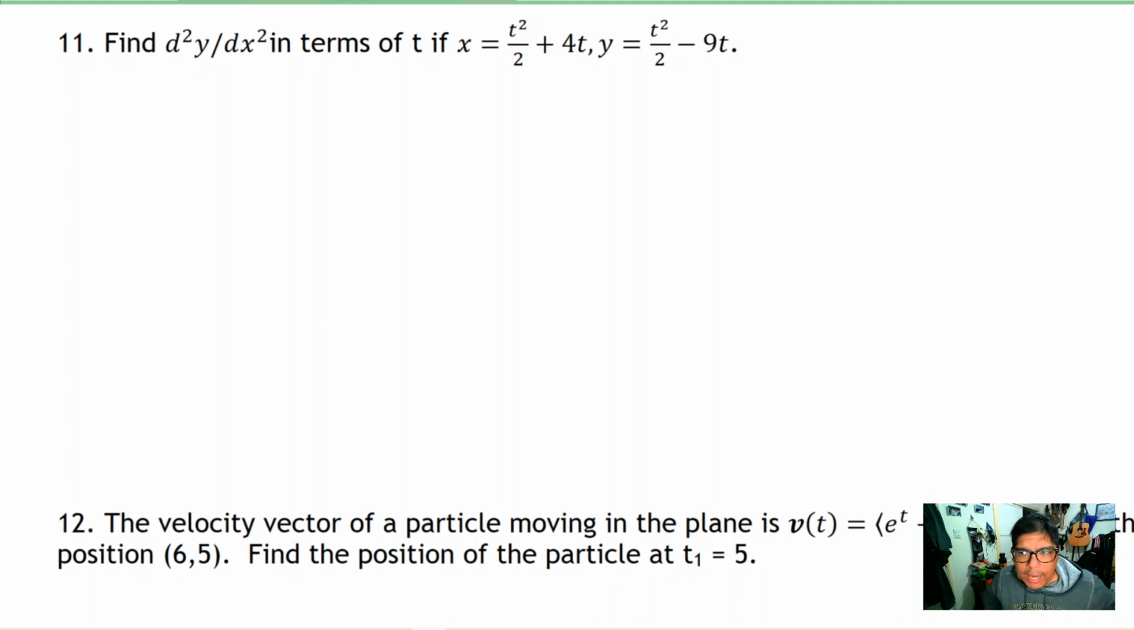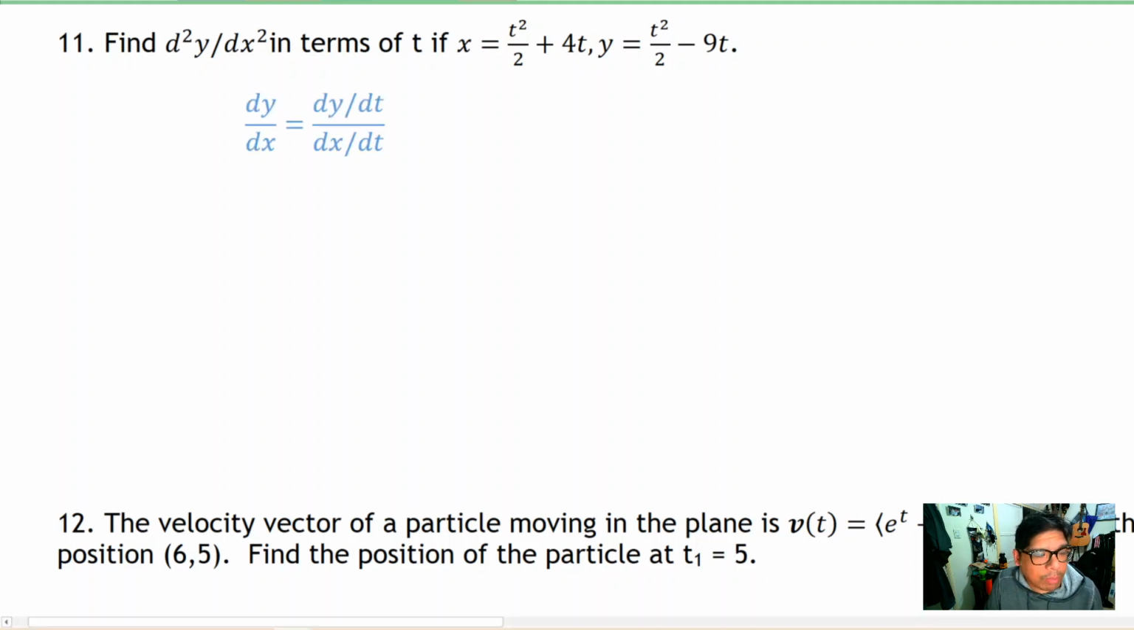Hey everyone, welcome back. Continuing with our practice test for chapter 11. We have this problem where we are to find d squared y over dx squared in terms of t if x is t squared over 2 plus 4t and y is t squared over 2 minus 9t.